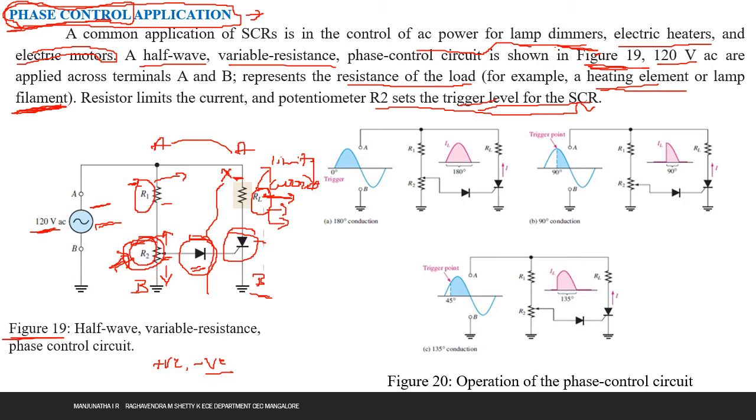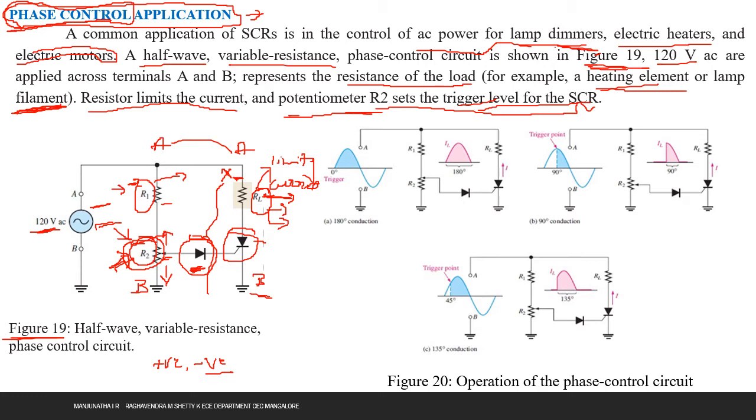R1 is basically a fixed resistance. I'm not going to concentrate on it, just on the resistance from the potentiometer and the diode. One more point, given clearly as the last point: a resistor limits the current and potentiometer R2 sets the trigger level.